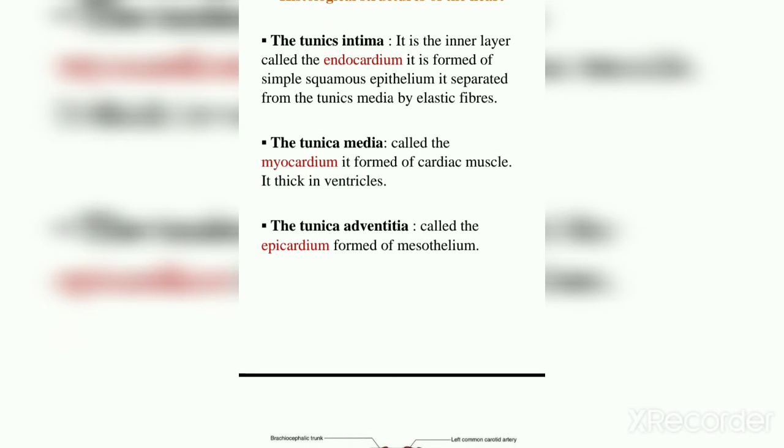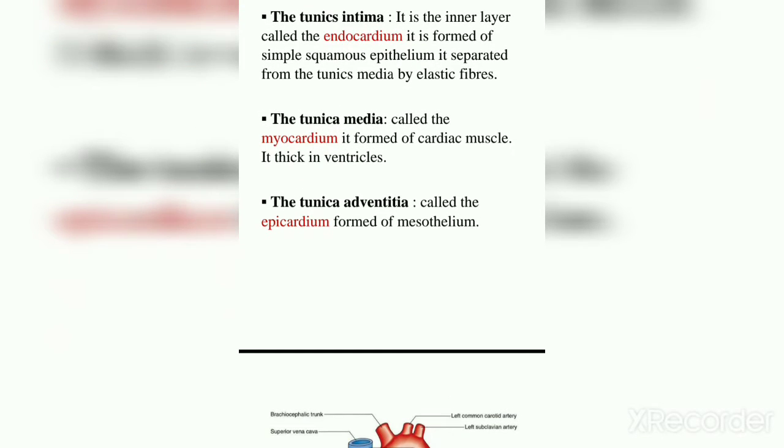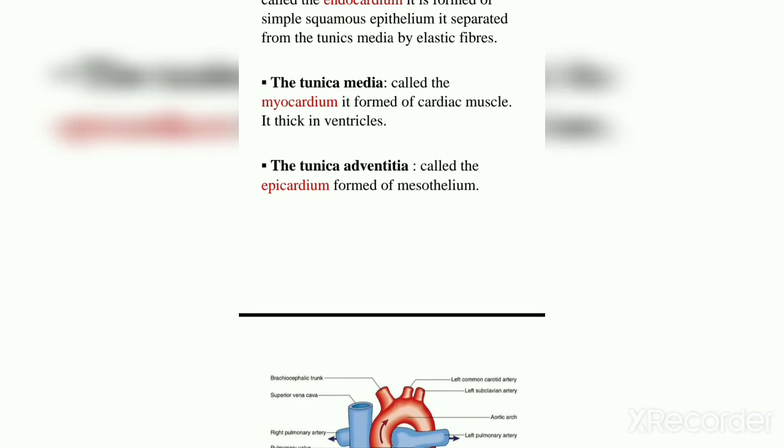Histological structure of the heart. The tunica intima. What is the meaning of tunica? Tunica means the layer, and intima means the inner, so the inner layer of the heart. It is called the endocardium. The endocardium is formed of simple squamous epithelium. It is separated from the myocardium by elastic fiber.